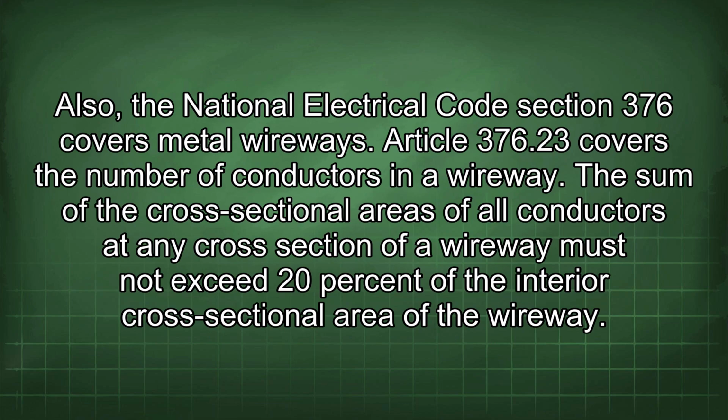Also, the National Electrical Code Article 376 covers metal wireways. Section 376.22 covers the number of conductors in a wireway. The sum of the cross-sectional areas of all conductors at any cross-section of a wireway must not exceed 20% of the interior cross-sectional area of the wireway.